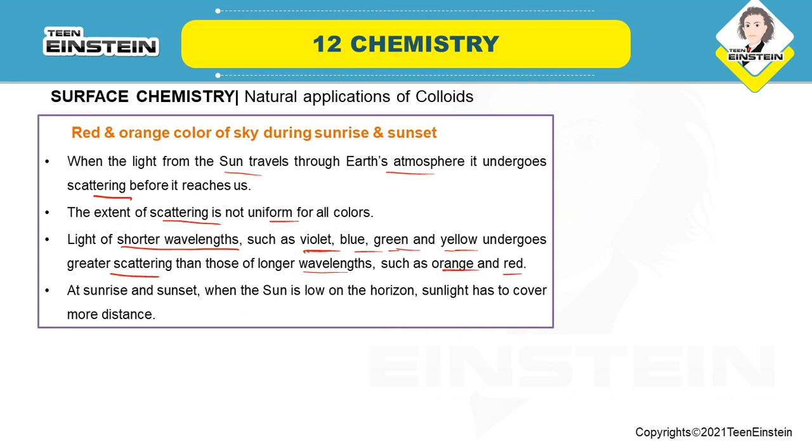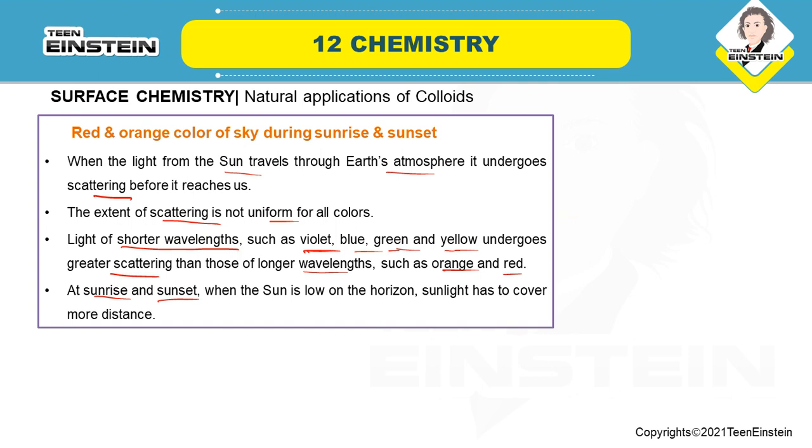So as a result, what happens? At sunrise and sunset, basically the sun is low on the horizon. So there is a long path that sunlight has to cover compared to the path when at noon it is completely above our head.